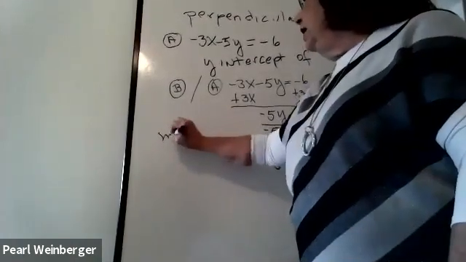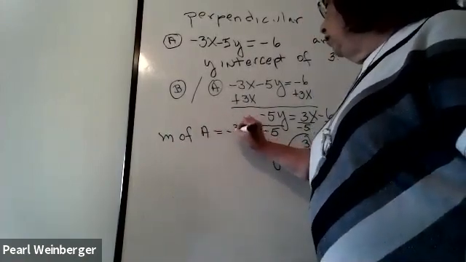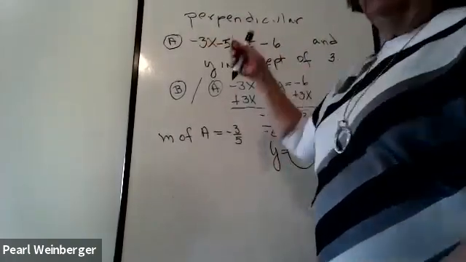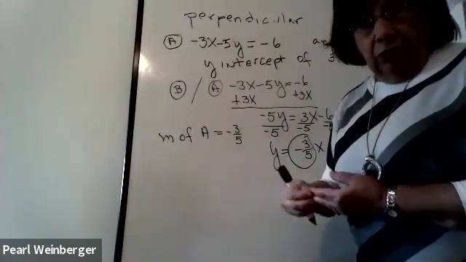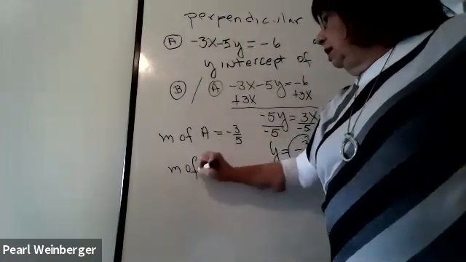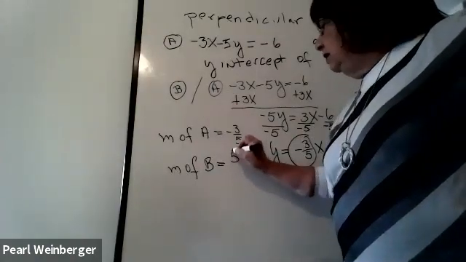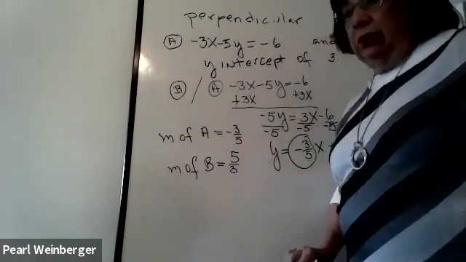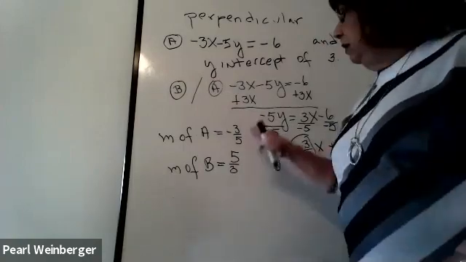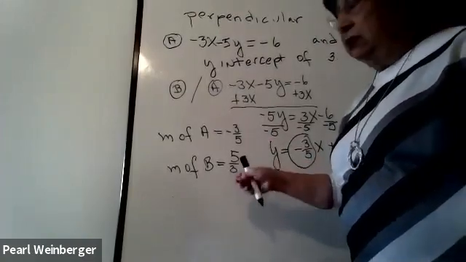The slope of line A is negative 3 over 5. I got that by putting the original line A in y equals mx plus b form, and then looking at the coefficient, the number in front of the x. So the slope of line B, which is going to be perpendicular to line A, is going to be positive 5 over 3. I flip it over and change its sign. If it was going to be parallel, I would have just used this negative 3/5, but it's perpendicular, so I have to take its opposite reciprocal.